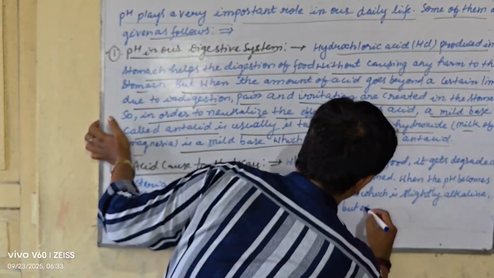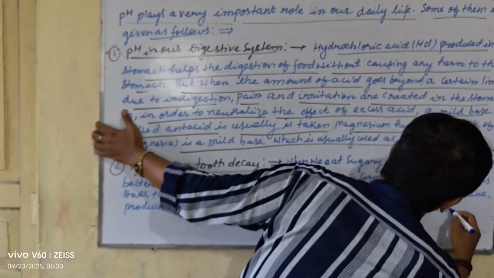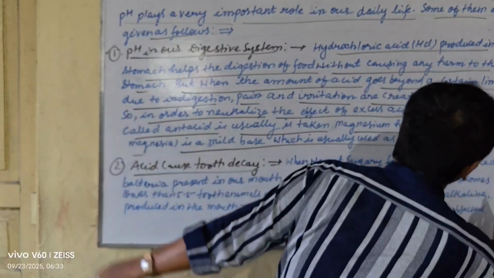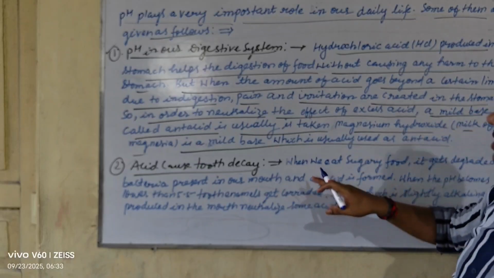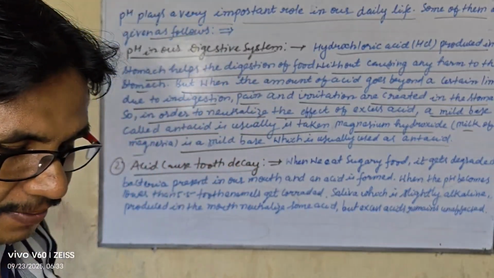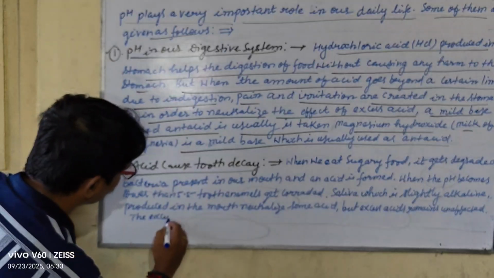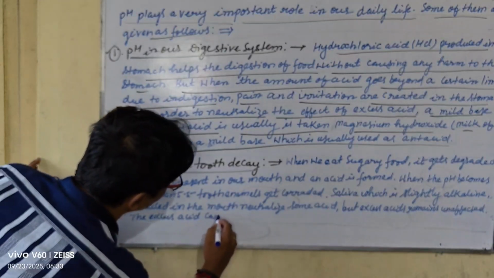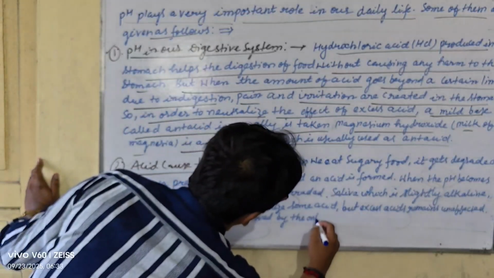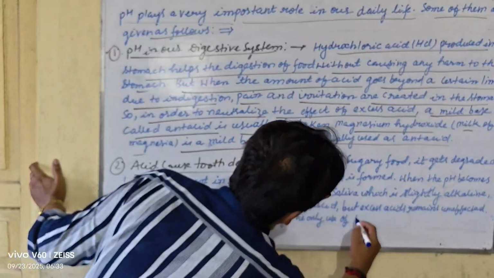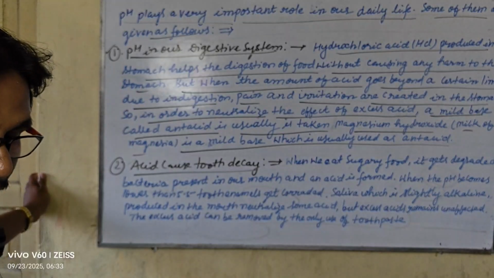Excess acids remain unaffected. So my dear student, it is going to be clear that acid causes tooth decay. The excess acid can be removed only by the use of toothpaste, which is alkaline.